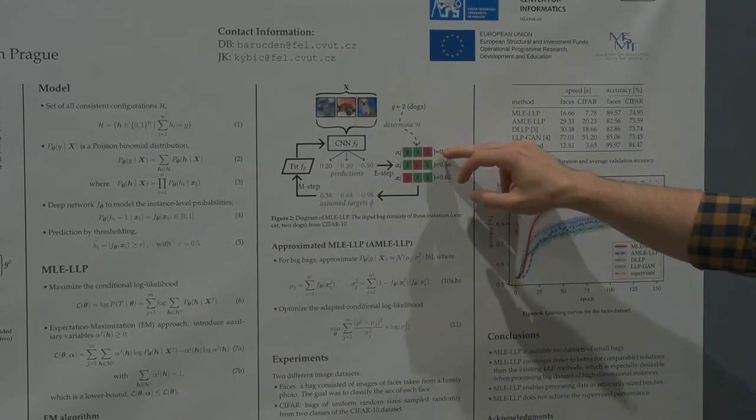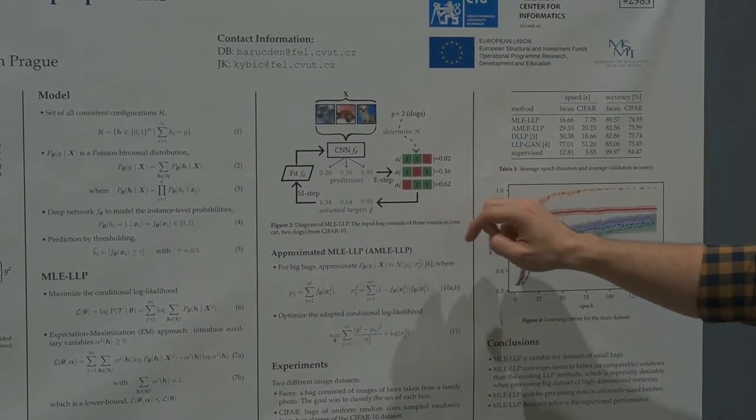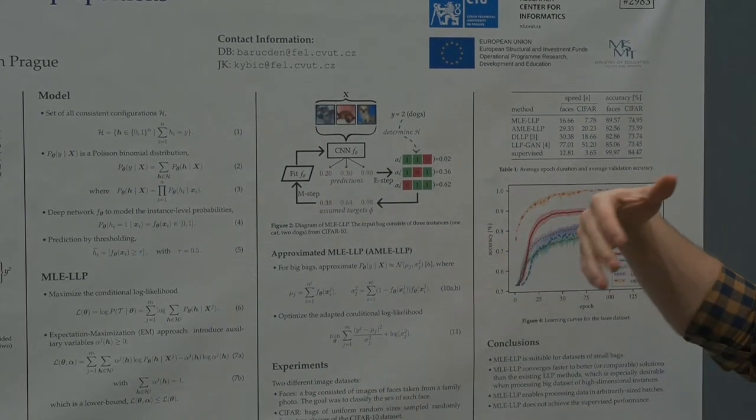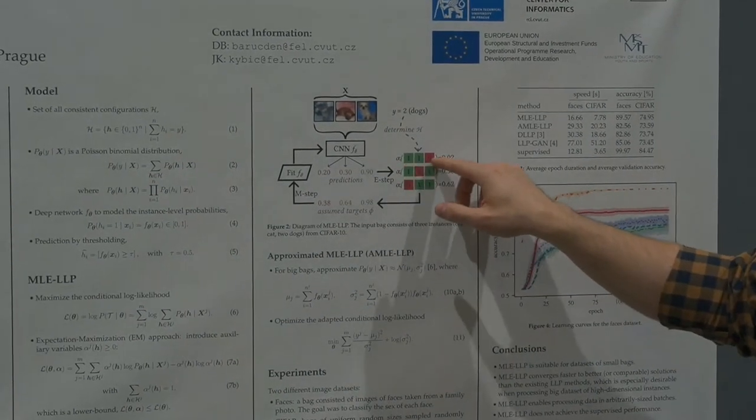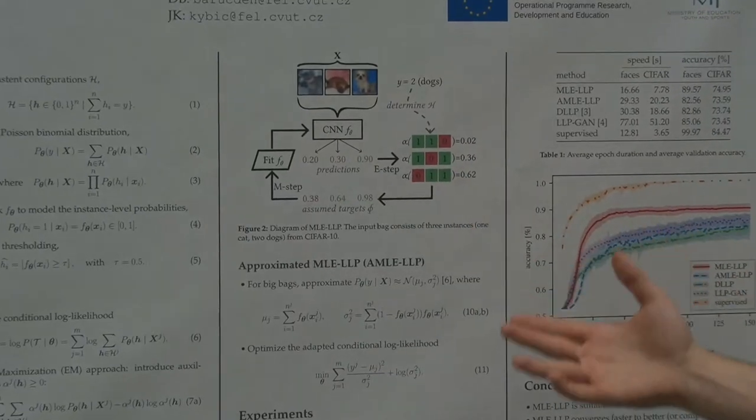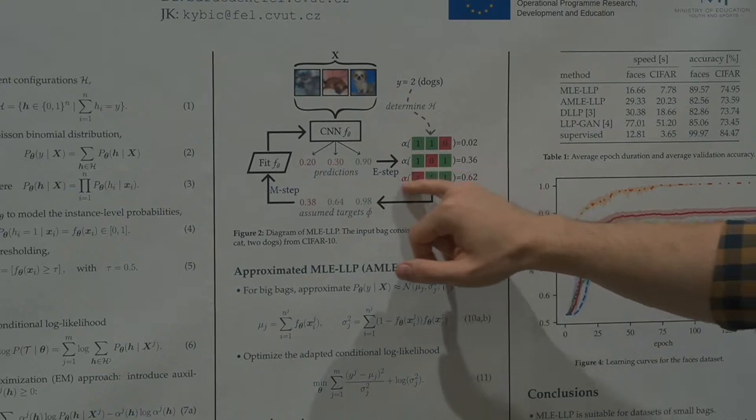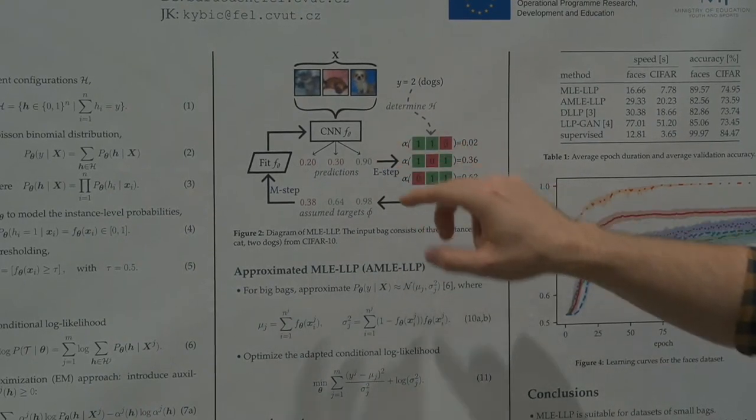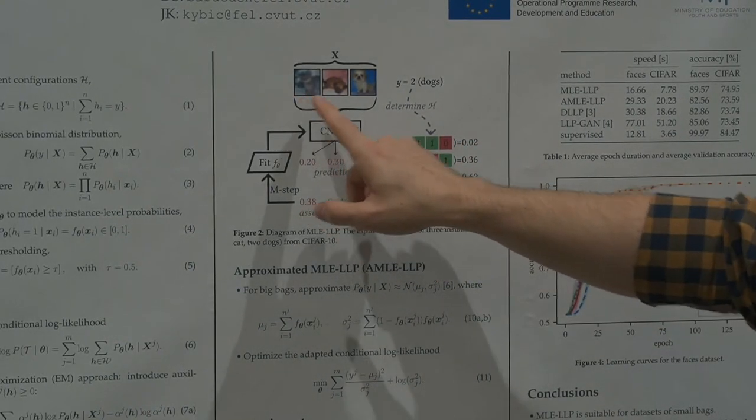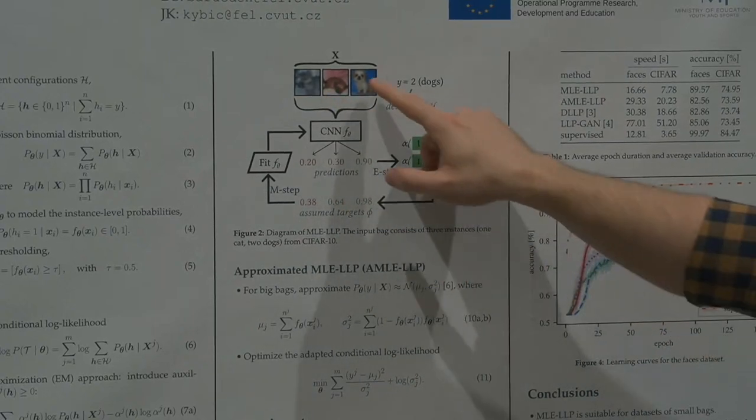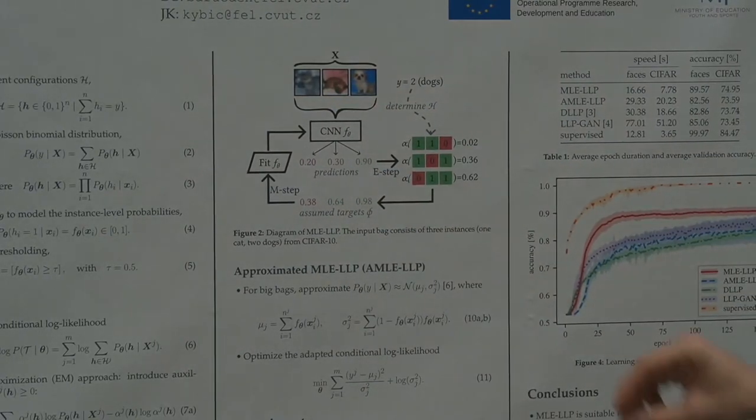Nevertheless, when we use these predictions through this formula to recompute the alpha variables, which correspond to probabilities of these individual labelings, we get the highest probability for this labeling. And this actually is the correct labeling, because this really is a cat, and this really is a dog, and this also really is a dog.